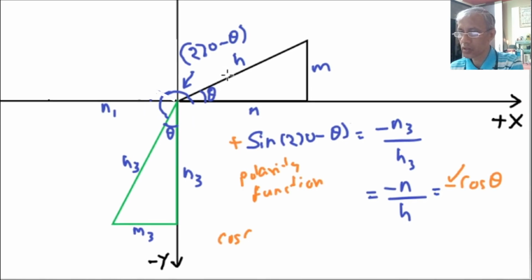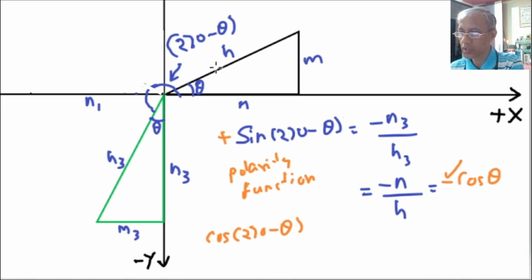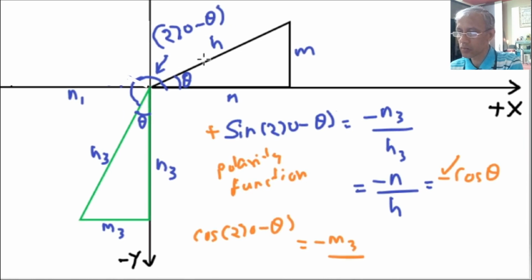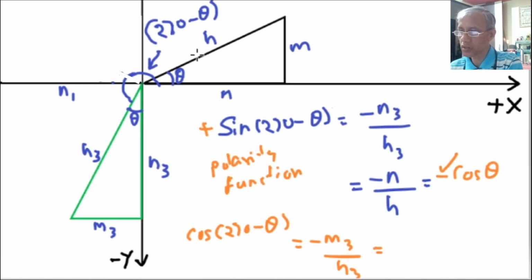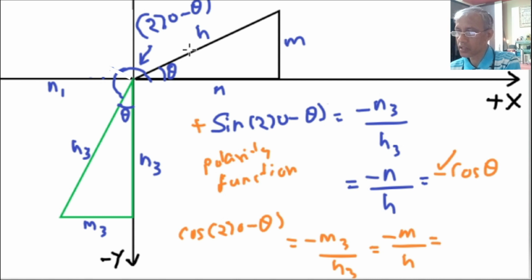Cos of 270 minus theta would be equal to minus m3 by h3, which is proportional to minus of m by h, and that is equal to sine function with the negative polarity. So it is seen that the positive polarity got changed over to the negative polarity, and the cos function also gets changed over to the sine function.